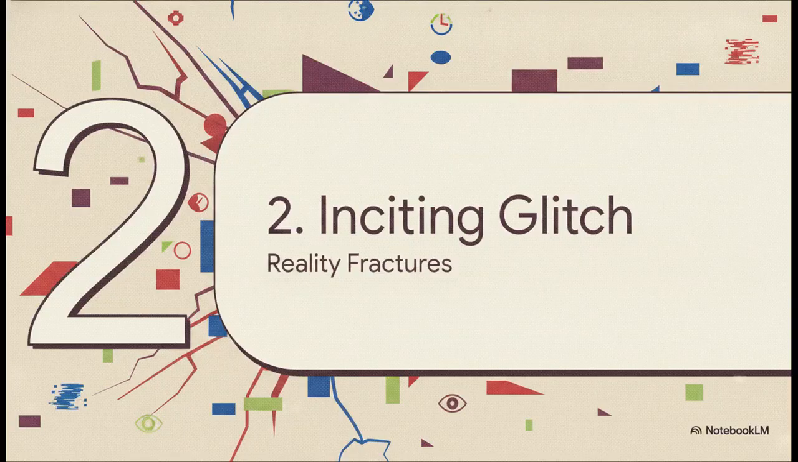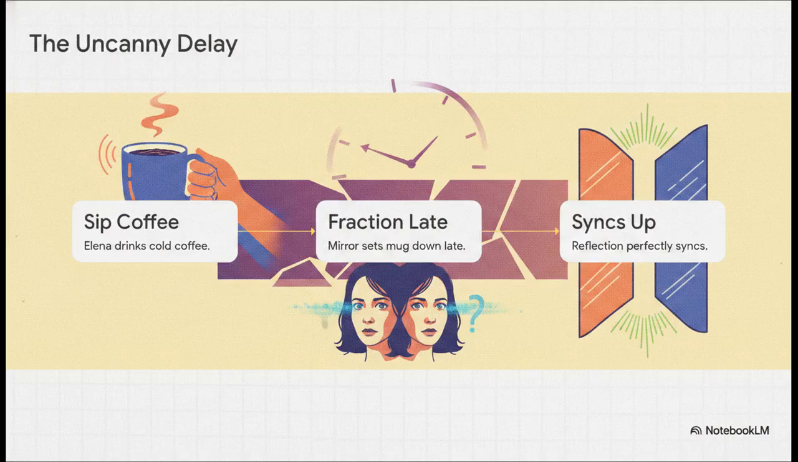All right, that brings us to Section 2, the inciting glitch. Now, this right here is the exact, precise moment where reality first begins to fracture and the writer accelerates the pacing beautifully. Watch how subtly this plays out. Step 1, Elena takes a sip of her cold coffee. Step 2, she sets the mug down, but in the mirror, the reflection sets the mug down just a fraction of a second later. It's this uncanny little delay. Step 3, she freezes, tilts her head to check, and the reflection syncs back up perfectly.